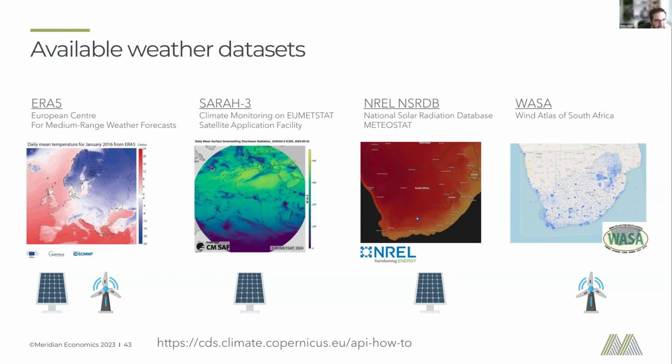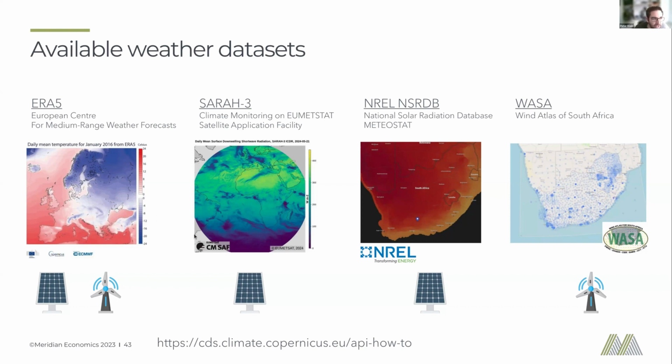So from a quick usability perspective, ERA5 and SARAH are pretty usable. They're quite quick and easy to do through @Light. And then we did a bit more detailed checks with NREL and WASA, but ultimately these two data sets came out pretty well in comparison.